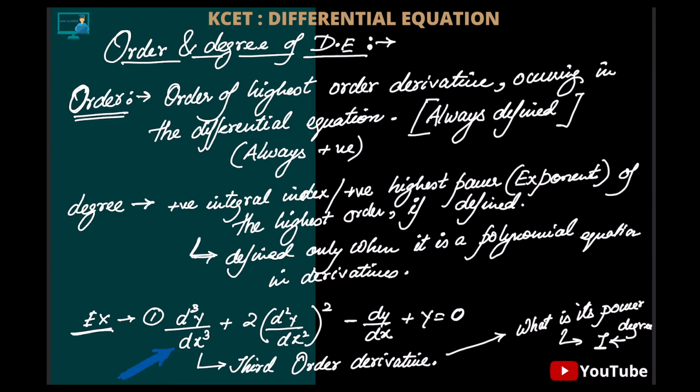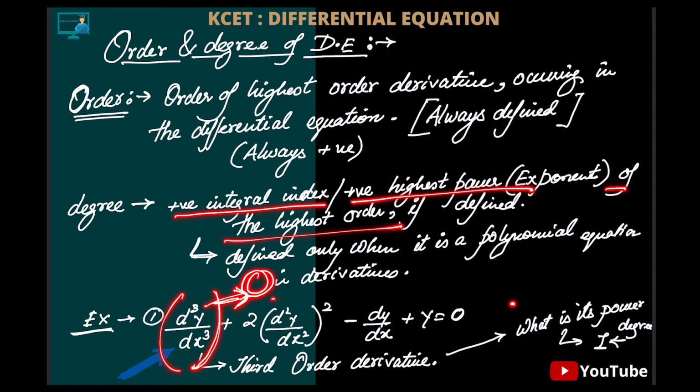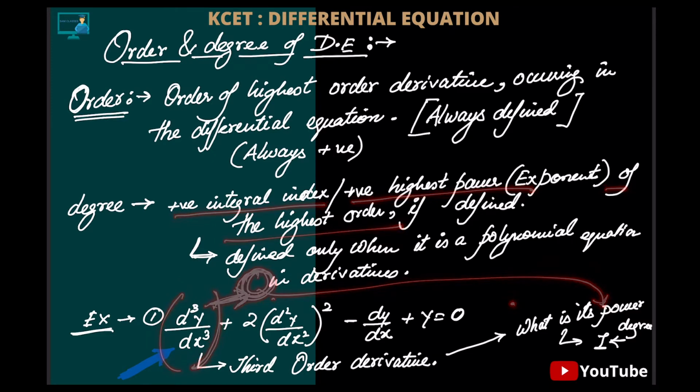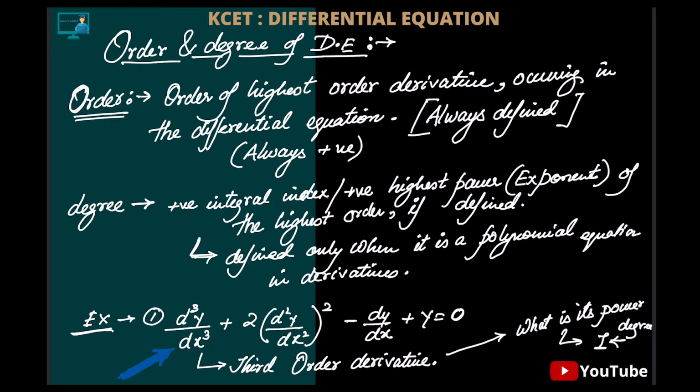What is order? Next, degree. Degree is nothing but the positive integral index, the positive highest power of the highest order derivative. Once you have already found the order, now check which term is of third order. So if only this is of third order, whatever its power is, that will be its degree. The degree is nothing but the exponent or the power of the highest order derivative.